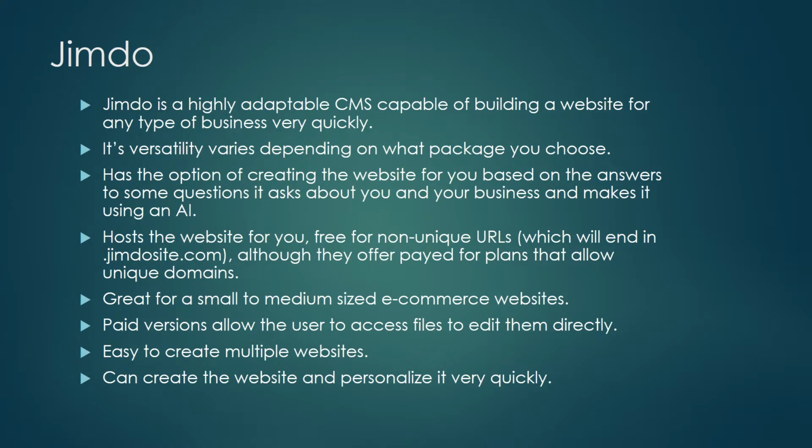The third CMS I researched was Jimdo. Jimdo is a highly adaptable CMS capable of building most kinds of websites very quickly. Its versatility varies depending on what package you choose. It has the option of creating the website for you based on the answers to some questions you answer about you and your business, and it creates it using artificial intelligence.